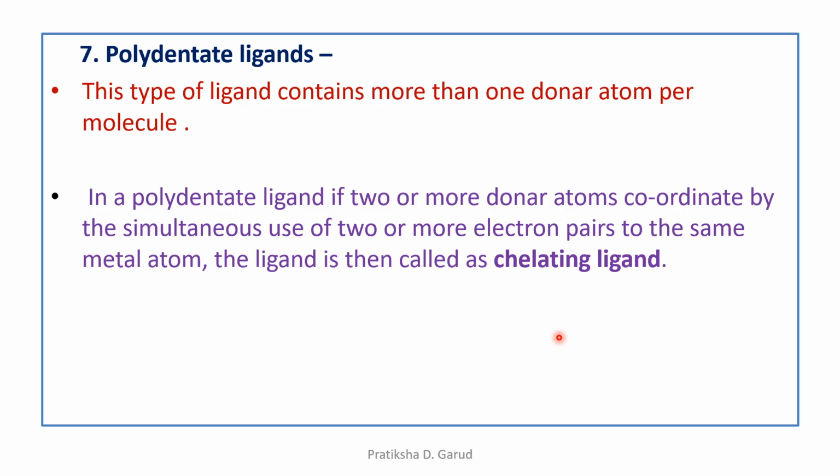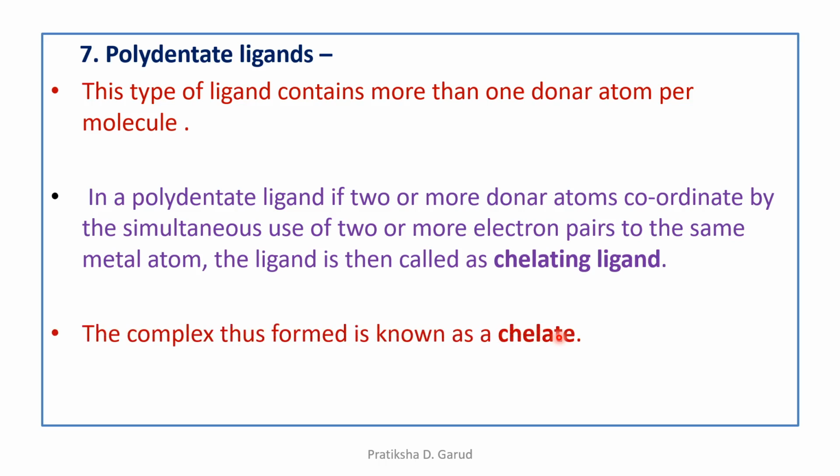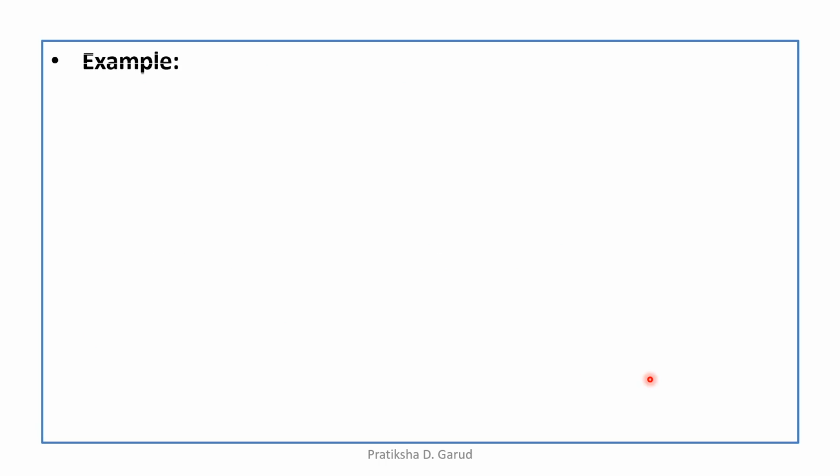That means in a single ligand, there is more than one donor atom. And when they are coordinated to the same central metal atom or ion, it is called a chelating ligand, and the complex thus formed is known as the chelate. Okay, so let's see an example.